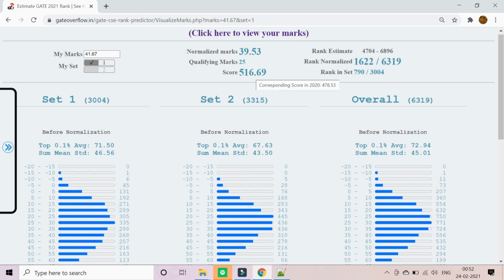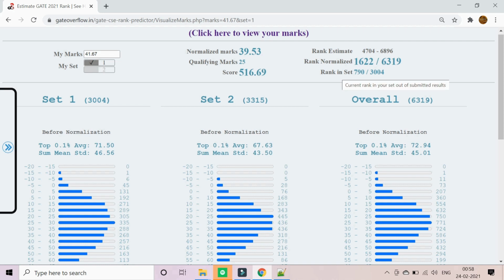So 2 levels of normalization are already applied, and this score will be used for admission in almost all the institutes. A rank of 400 has a score of 700 this year and a rank of 400 had a score of 750 last year. This means the cutoff of 750 last year will match the cutoff of 700 this year.